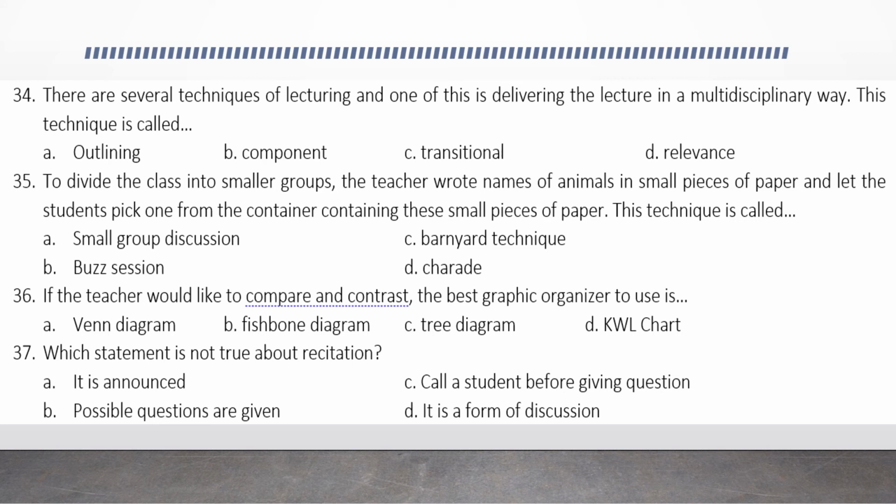Number 34. There are several techniques of lecturing, and one of these is delivering the lecture in a multidisciplinary way. This technique is called letter C, transitional is the correct answer. Meaning, you transition from one topic to another. Okay, number 35. To divide the class into smaller groups, the teacher wrote names of animals in small pieces of paper and let the students pick one from the container containing these small pieces of paper. This technique is called letter C, barnyard technique.